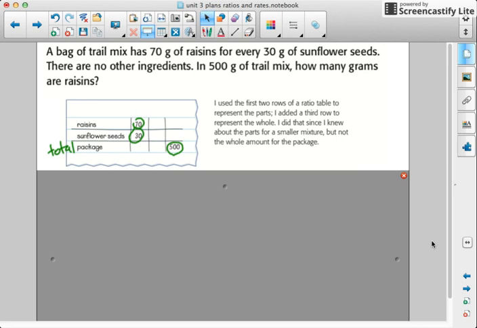So what we should do actually is add up these two ratios to see what the total of the ratio was. 70 plus 30 is 100. So that means in 100 total grams, 70 of them are raisins, 30 are sunflower seeds. To get a 500 gram package, I would times that by 5. So that means I'm going to times every part of the ratio by 5. This is going to be 150 grams. This is going to be 350 grams. So that's how I could use a 3-part ratio to solve a problem.